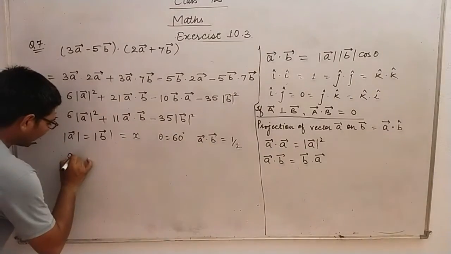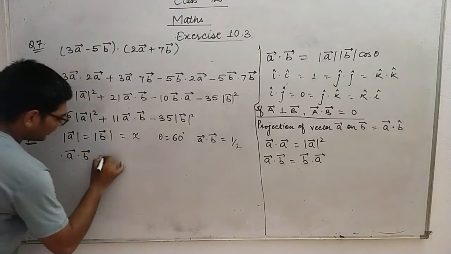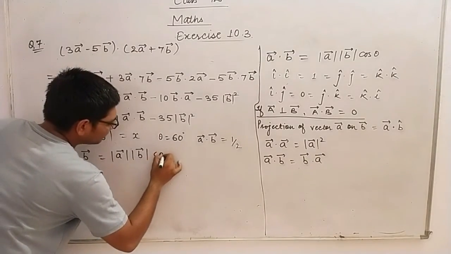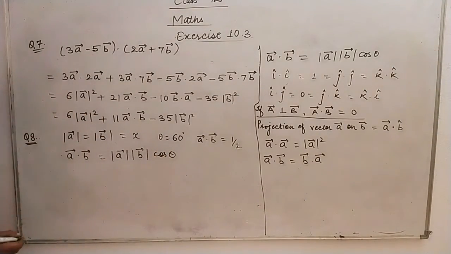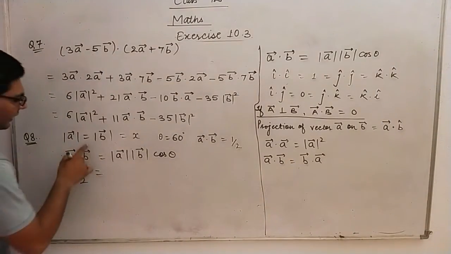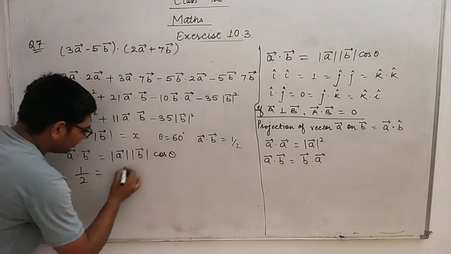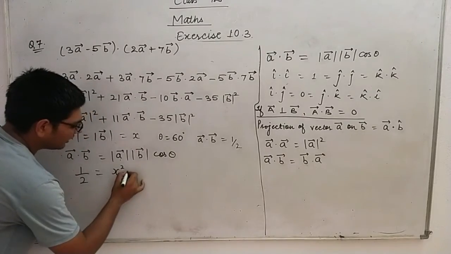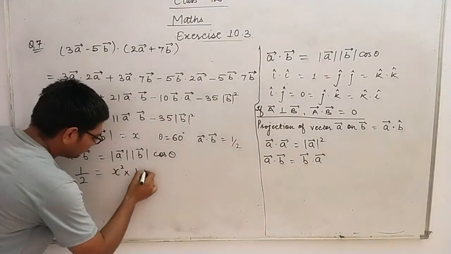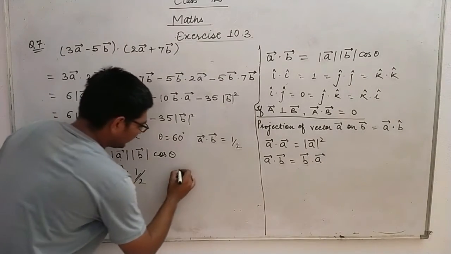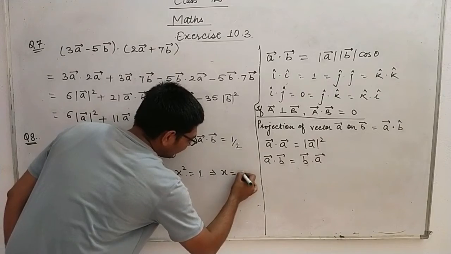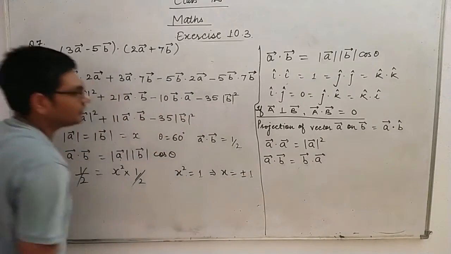So you know that a dot b is magnitude of a, magnitude of b, into cos theta. Right, dear students? A dot b is half. Magnitude of a, magnitude of b is x. x into x becomes x square. What is the value of cos 60? Cos 60 is 1/2. Cancel. You're left with x square equals 1. From here you can say that x will have two values, plus minus 1.